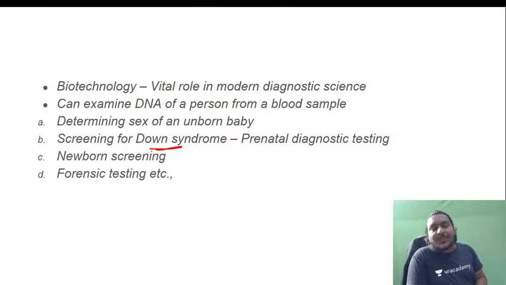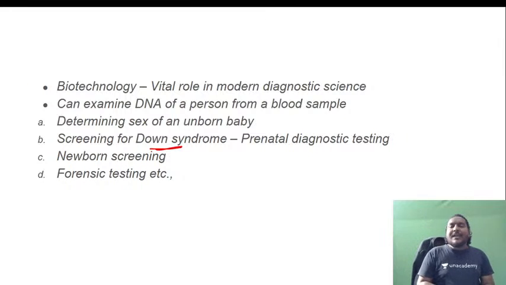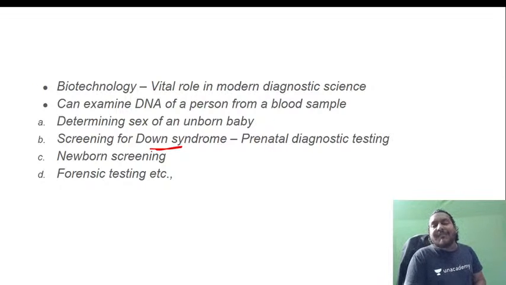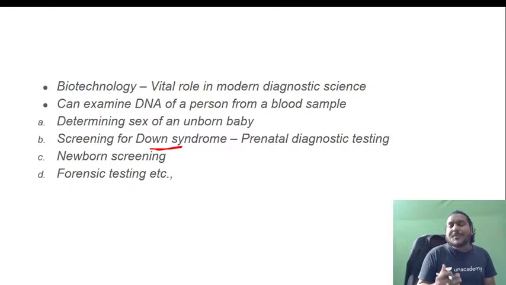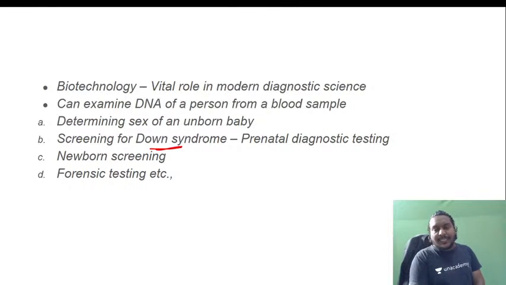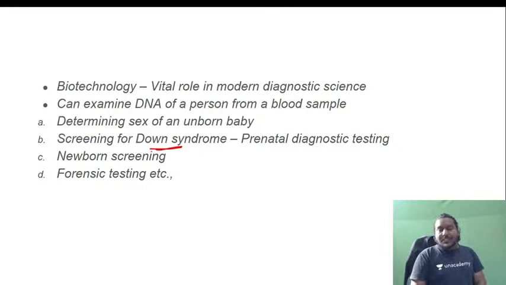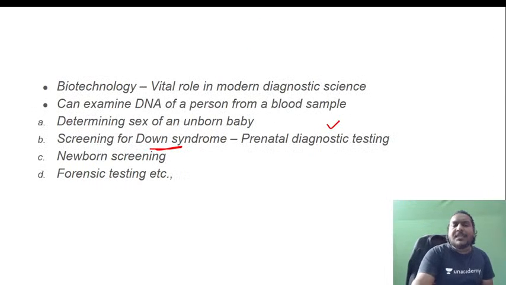Down syndrome is a certain kind of disorder where there are extra chromosomal pairs, which will have an impact on the child once the child is born. Generally, Down syndrome screening is done before the birth of a baby so that they could keep track of how the change is happening in the baby's life. So that is prenatal diagnostic testing, newborn screening, and forensic testing. You have different kinds of these things.